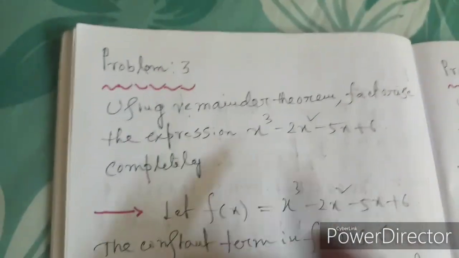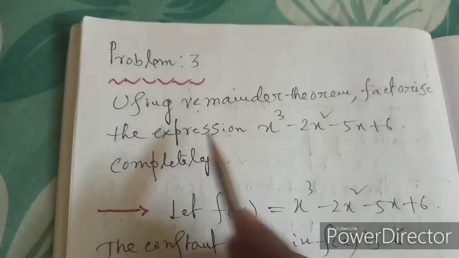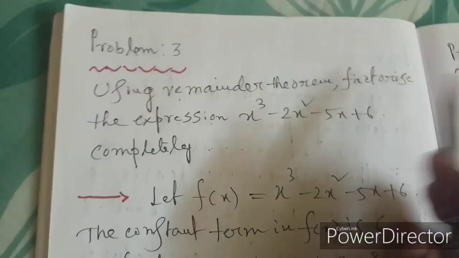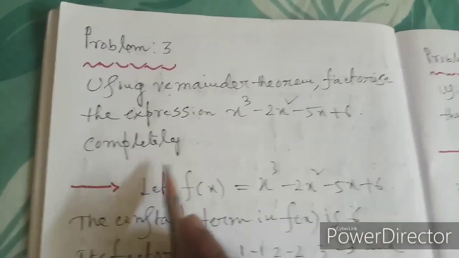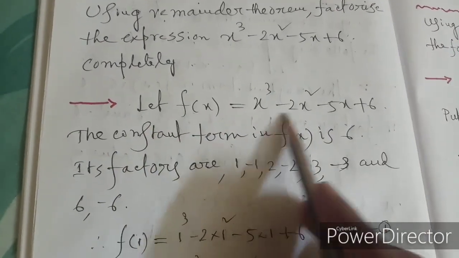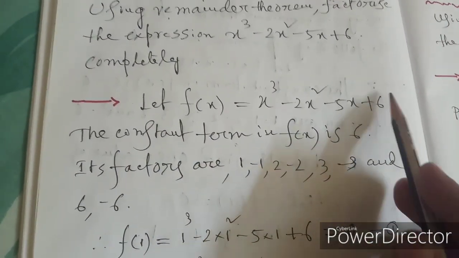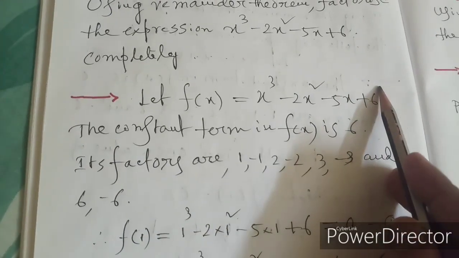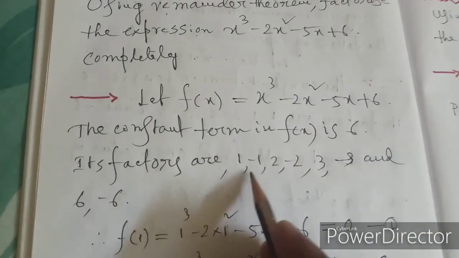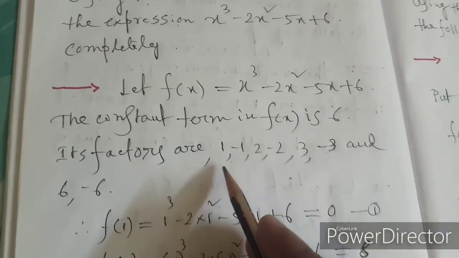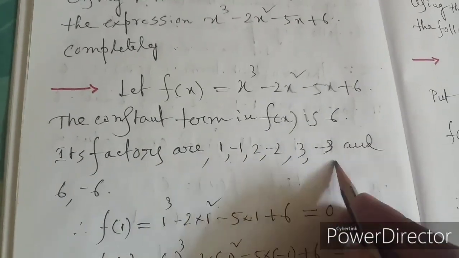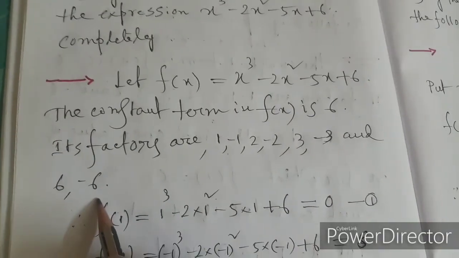Now the problem number 3. It is also the application of remainder theorem. Using remainder theorem, factorize the expression completely. How to solve it? Let f(x) equal to the expression. The constant term is 6. So its factors are obviously the same as for minus 6: 1, minus 1, 2, minus 2, 3, minus 3, and also 6, minus 6.